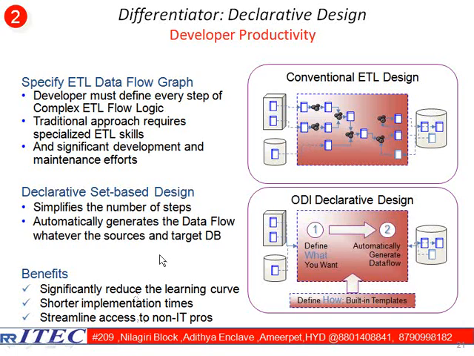Right. Next one, you people understand the second benefit. The second benefit is declarative design. You define it, I will take care of the backend. That's what declarative design is. You define what you want: incremental load, or full load, or slowly changing dimension. Whatever you want, you define it, I will take care of the backend. That's declarative design.